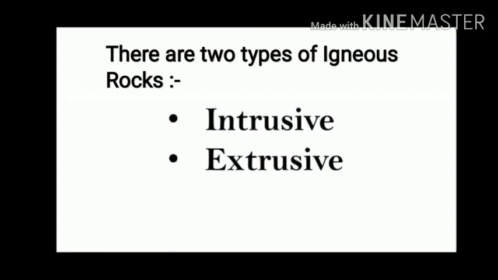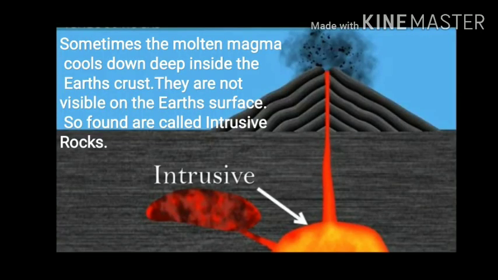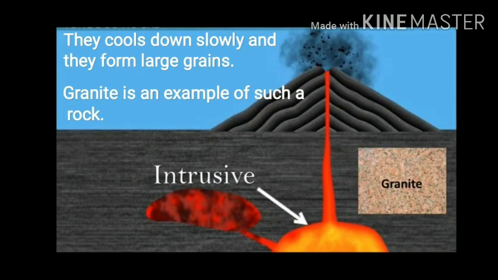Now, there are two types of igneous rocks, that are intrusive and extrusive. So first we will deal with intrusive rocks. Sometimes the molten magma cools down deep inside the earth's crust. They are not visible on the earth's surface, so they are called intrusive rocks. They cool down slowly and they form large grains. Granite is an example of such a rock.